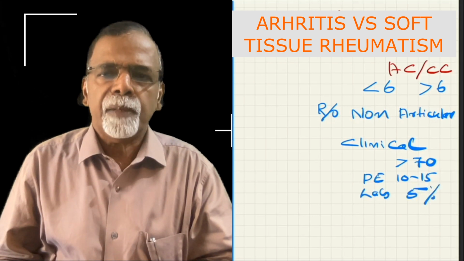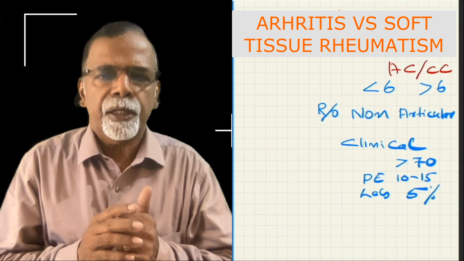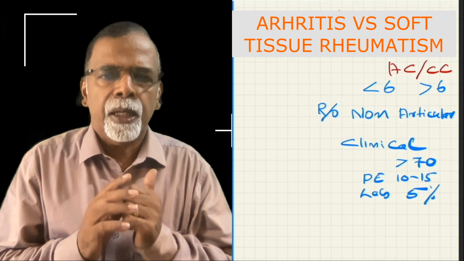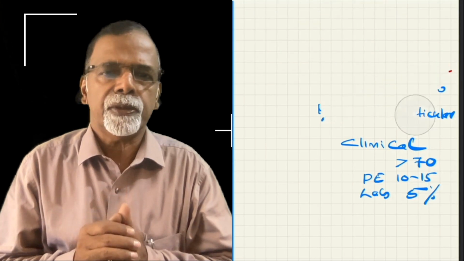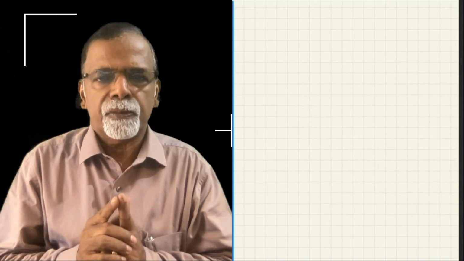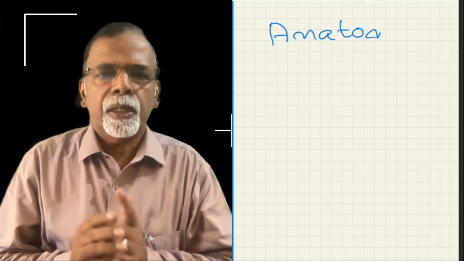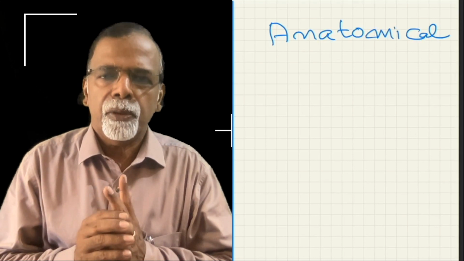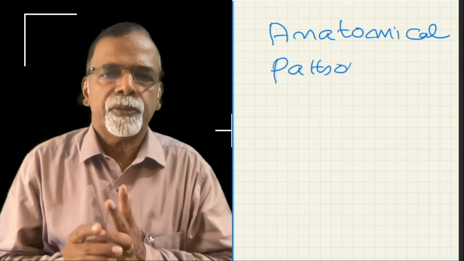So the basic approach you should have is to determine first, is it articular or non-articular? That is, you should have an anatomical diagnosis. Second, you go by the pathological process. Is it inflammatory or non-inflammatory? Third, the temporal pattern. Is it acute or chronic?